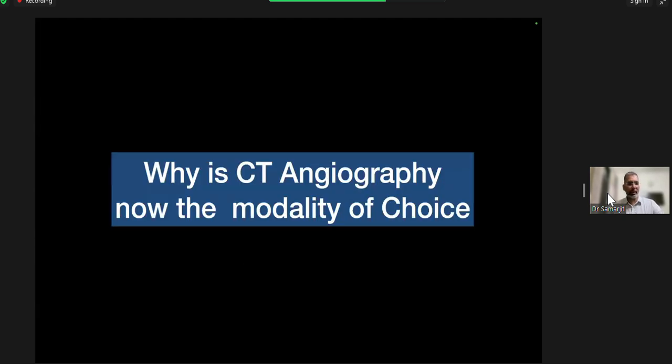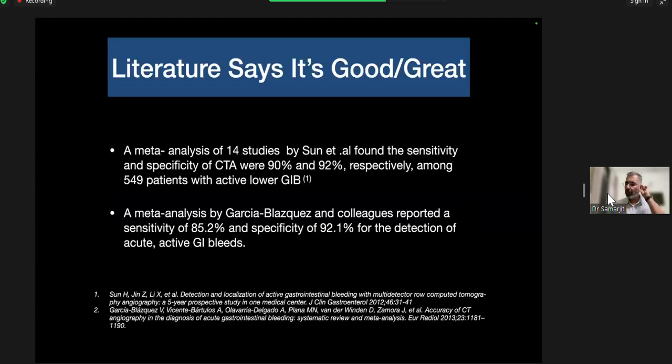Now, why is CT angiography the modality of choice? Because according to all literature, in lower GI bleeds, it's either good or it's great, right? It's between 85 and 92% sensitivity and specificity. So you will pick up a large proportion of patients who are bleeding. And if you say that the patient is bleeding, according to these people, you will be right 92% of the time. In our case, we are right substantially more than that, because we like to be very specific when we are talking about bleeds.